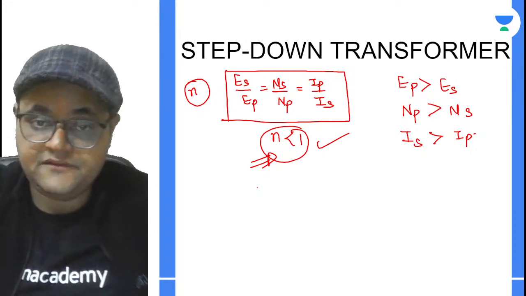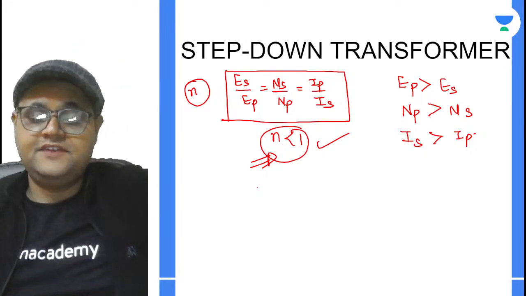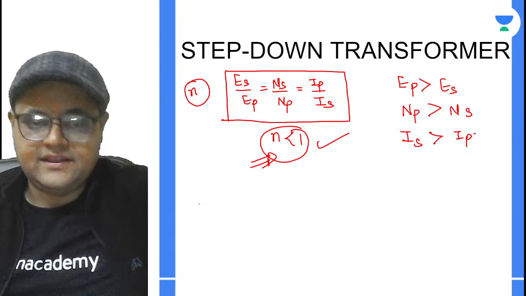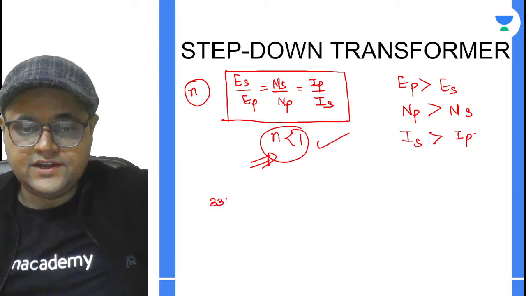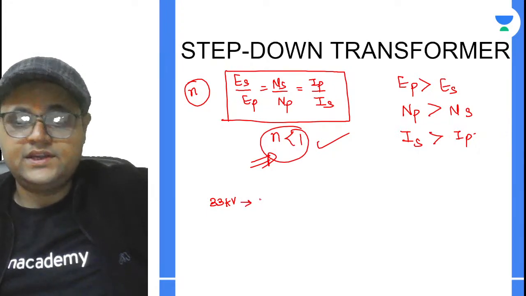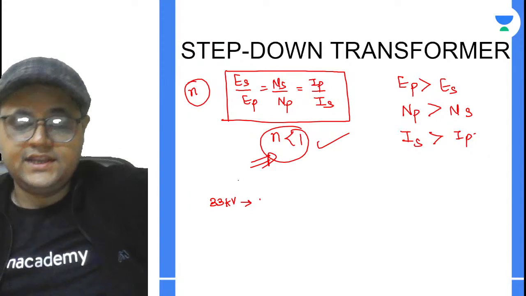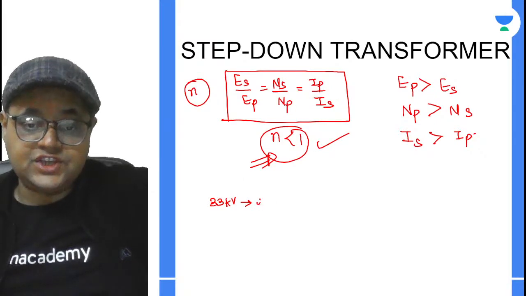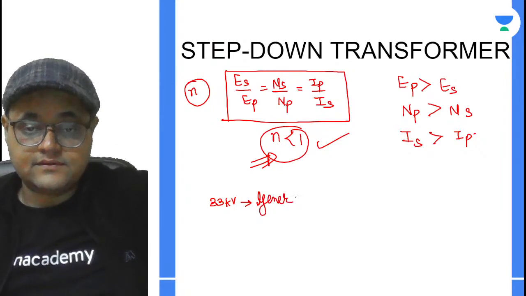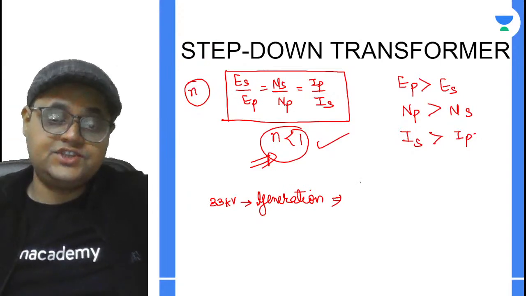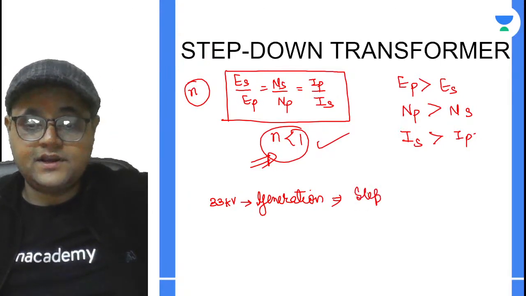Now let me tell you a very practical use of transformers. If you remember the generation and transmission of power, I've told you 33 kV is first converted into 132 kV. What happens at the first stage, at the generation point? I mean, if you are a class 10 student, you will be able to relate. At the generation point, we use a step up transformer.